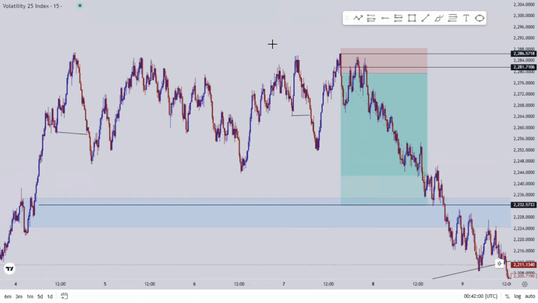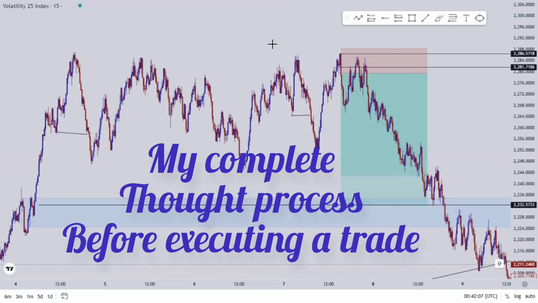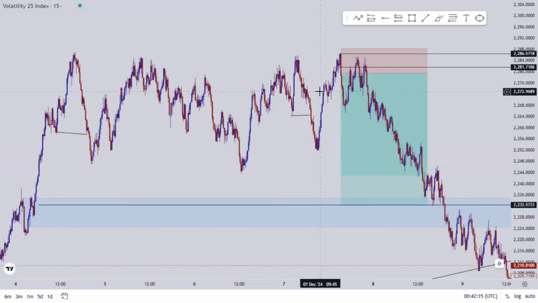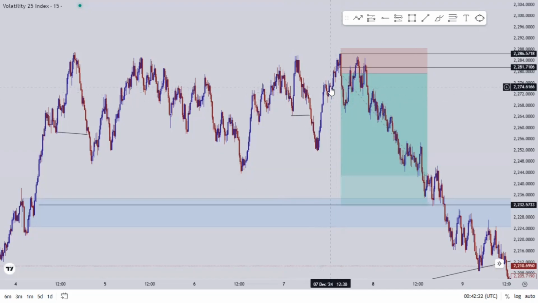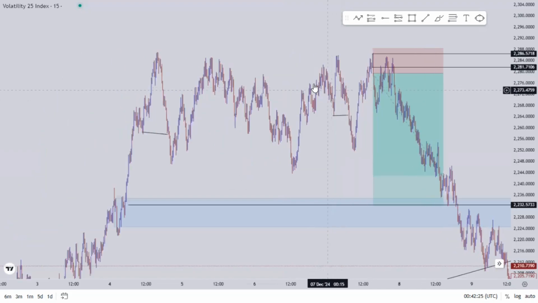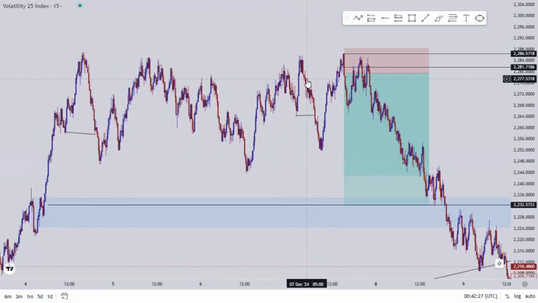And today we're going to digress a bit. We're going to do a trade review. I want to show you my complete thought process before executing a trade. This trade, I just made a little amount of like $100. The whole thing is the idea behind the trade and how it aligned perfectly well with the strategy we've taught in this channel over time.